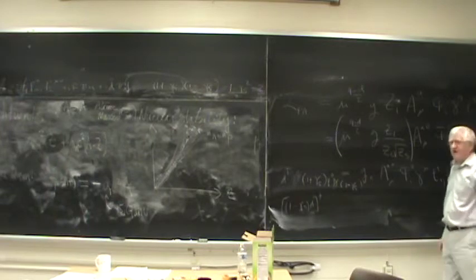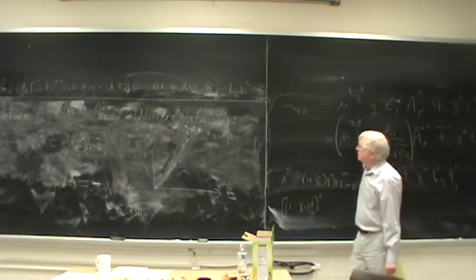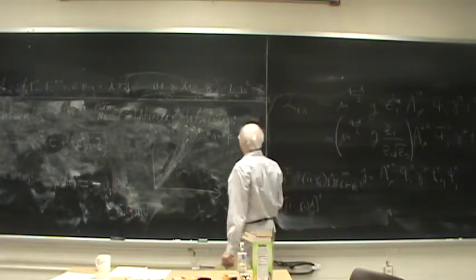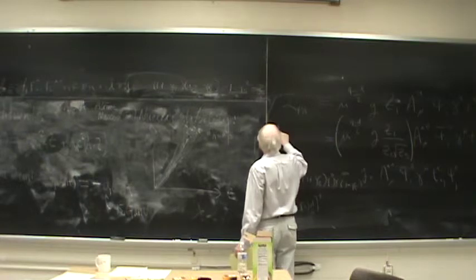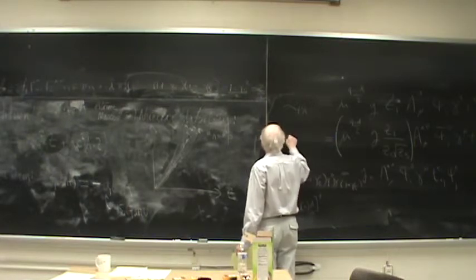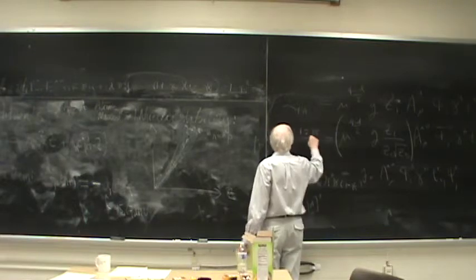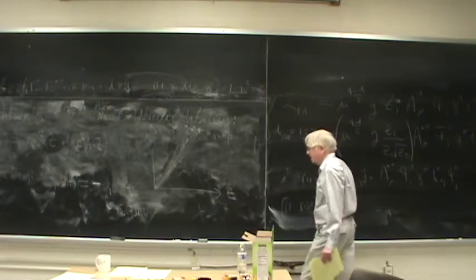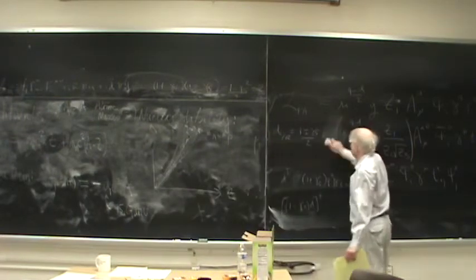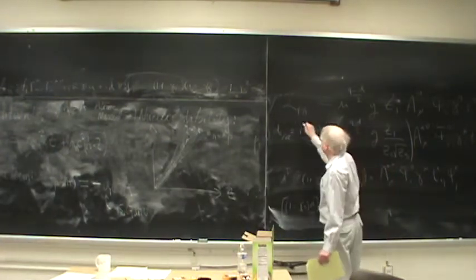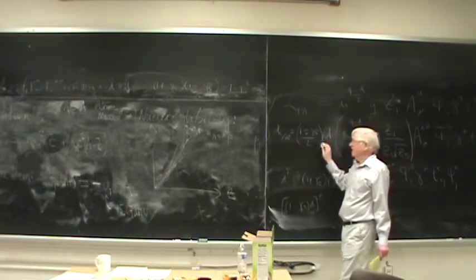Because I think gamma 5 is anti-Hermitian. Okay. All right. In any event, what we can do is define d left-right as 1 minus or plus gamma 5 over 2 times d. D, of course, is a 4-component Dirac spinor.